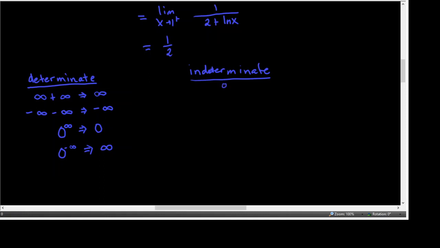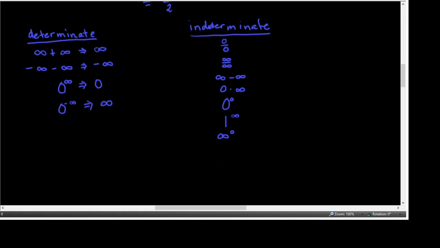Indeterminate ones: 0 over 0, infinity over infinity, where one or both of those could be negative infinity, infinity minus infinity, 0 times infinity, 0 to the 0, 1 to the infinity, and infinity to the 0. The ones on the right are indeterminate, which means we're going to have to do something like we've done in this lesson to change it into something where we can evaluate it, or use L'Hopital's rule to evaluate it.